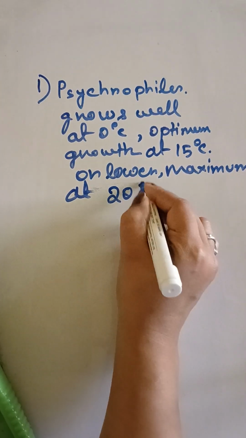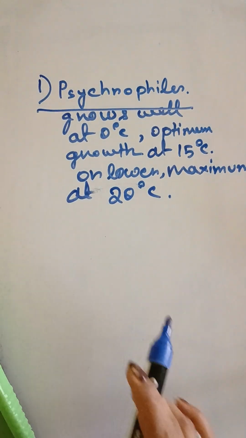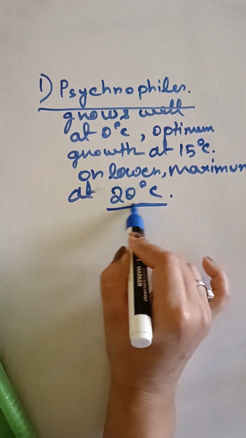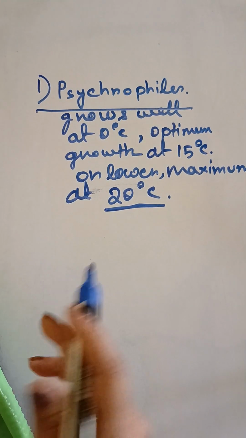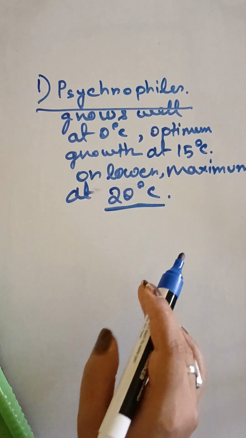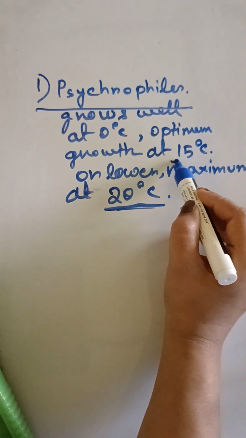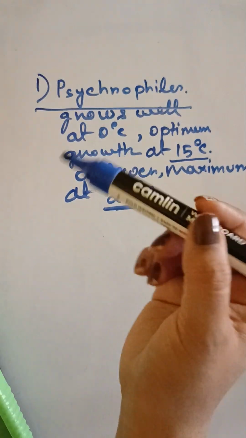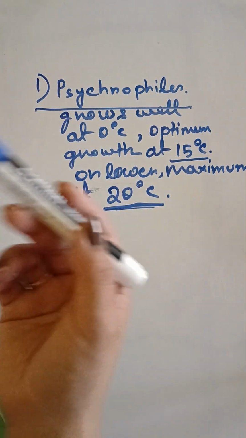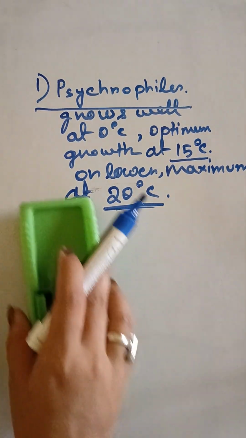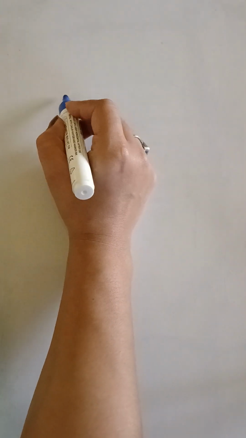Maximum growth at 20 degree centigrade means these types of microorganisms can tolerate up to 20 degree centigrade, not more than that. Optimum growth is found at 15 degree centigrade or even lower, like 12, 10, 7 degree centigrade, but they grow well at 0 degree centigrade. So these are psychrophiles, low temperature loving microorganisms.